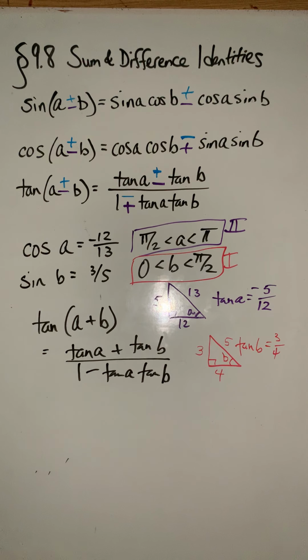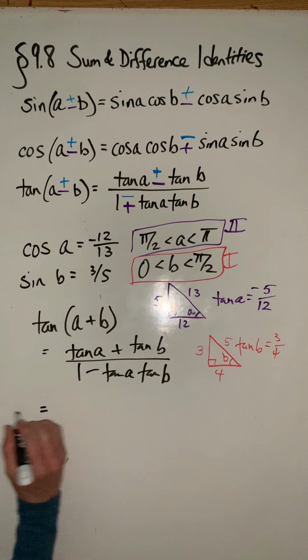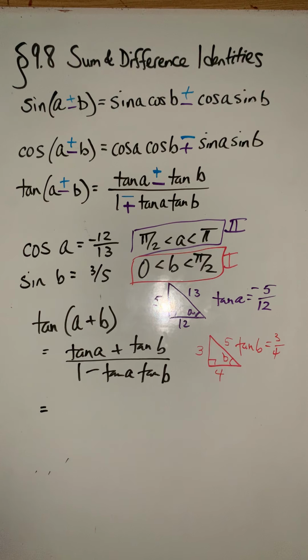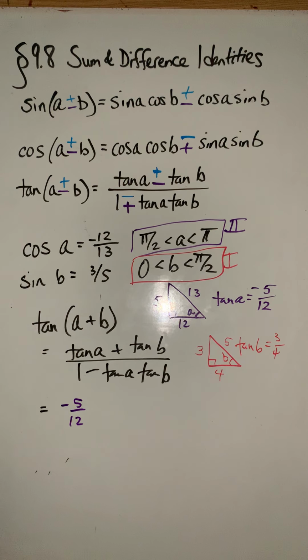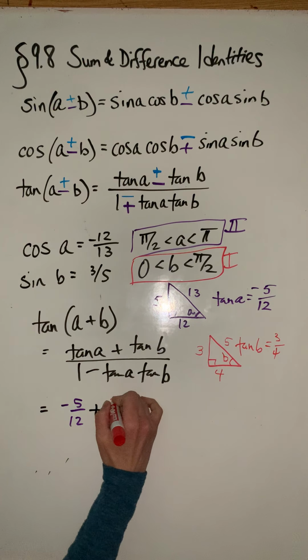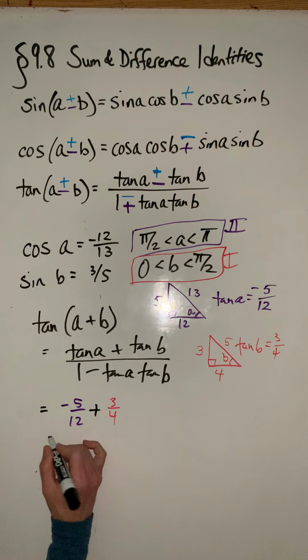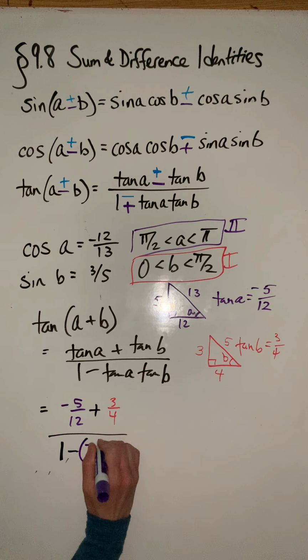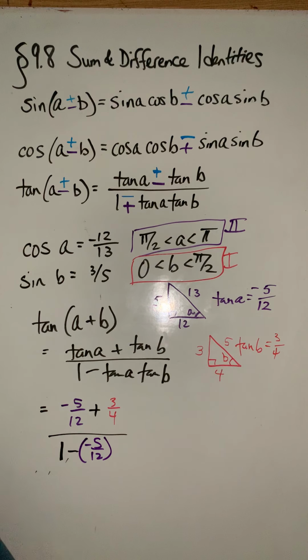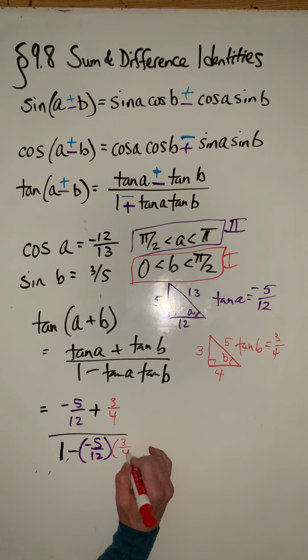Okay, now all we're going to do is take our tangent values and substitute them into the appropriate place. So we know that the tangent of A is negative 5/12. And we know that the tangent of B is 3/4. And then in the denominator, when we substitute in, tangent of A is still negative 5/12, and tangent B is still 3/4.